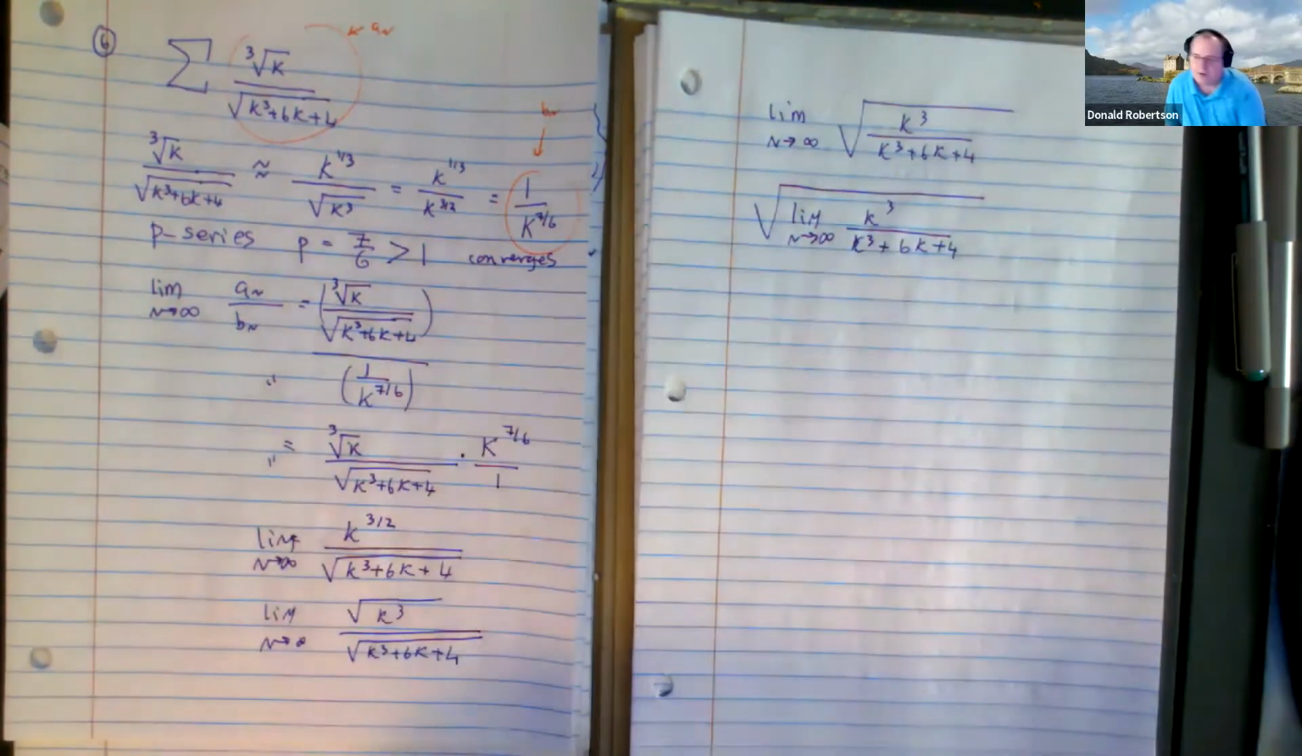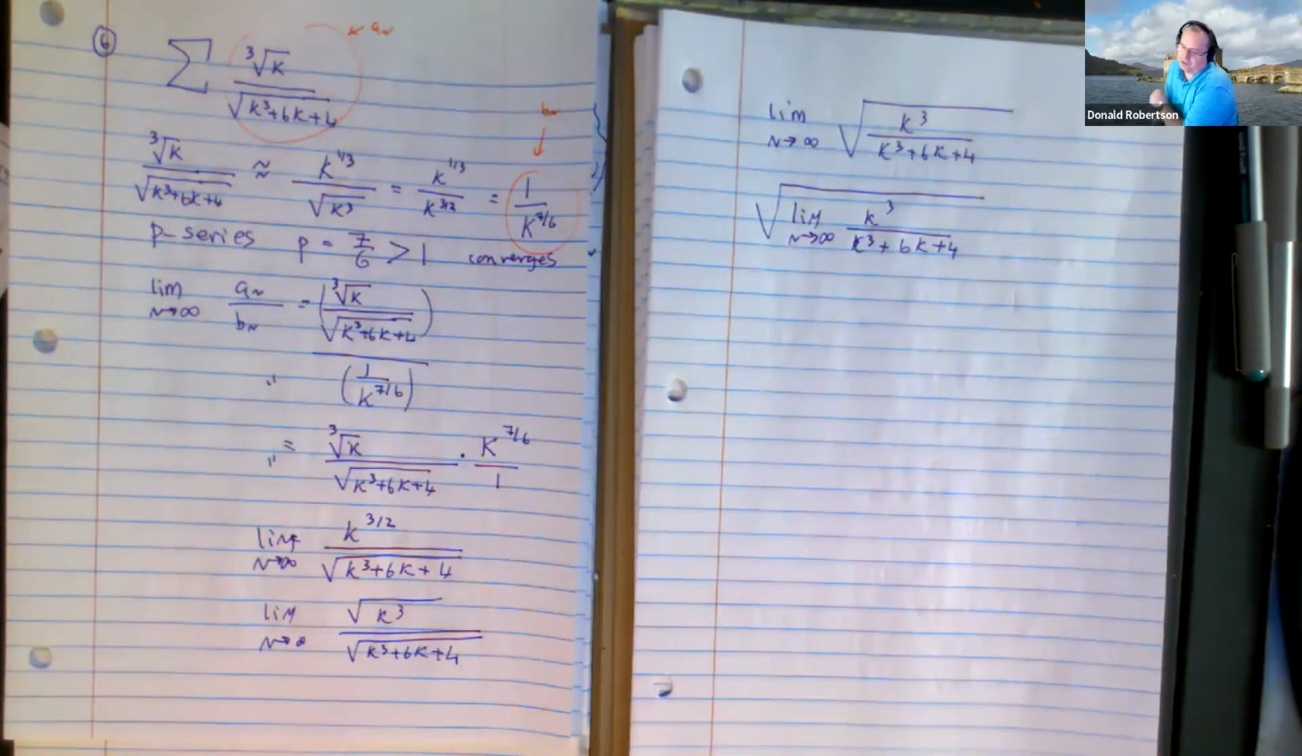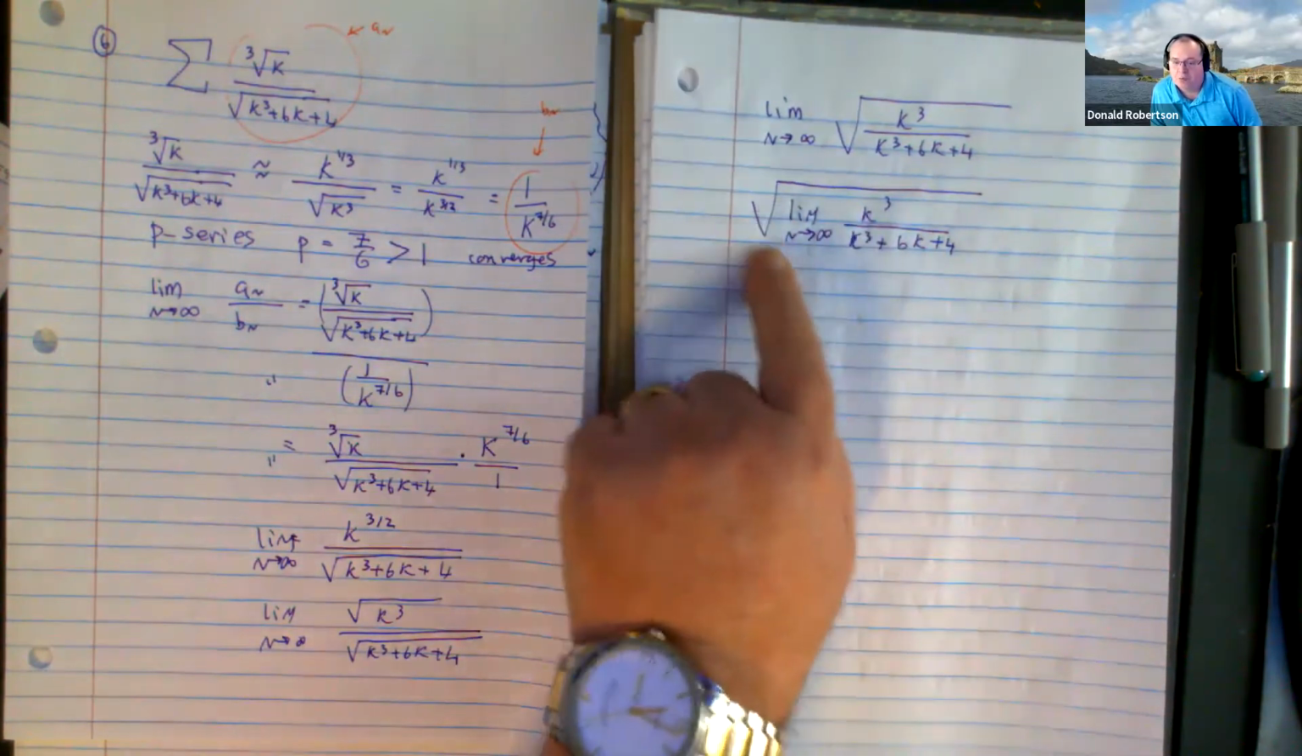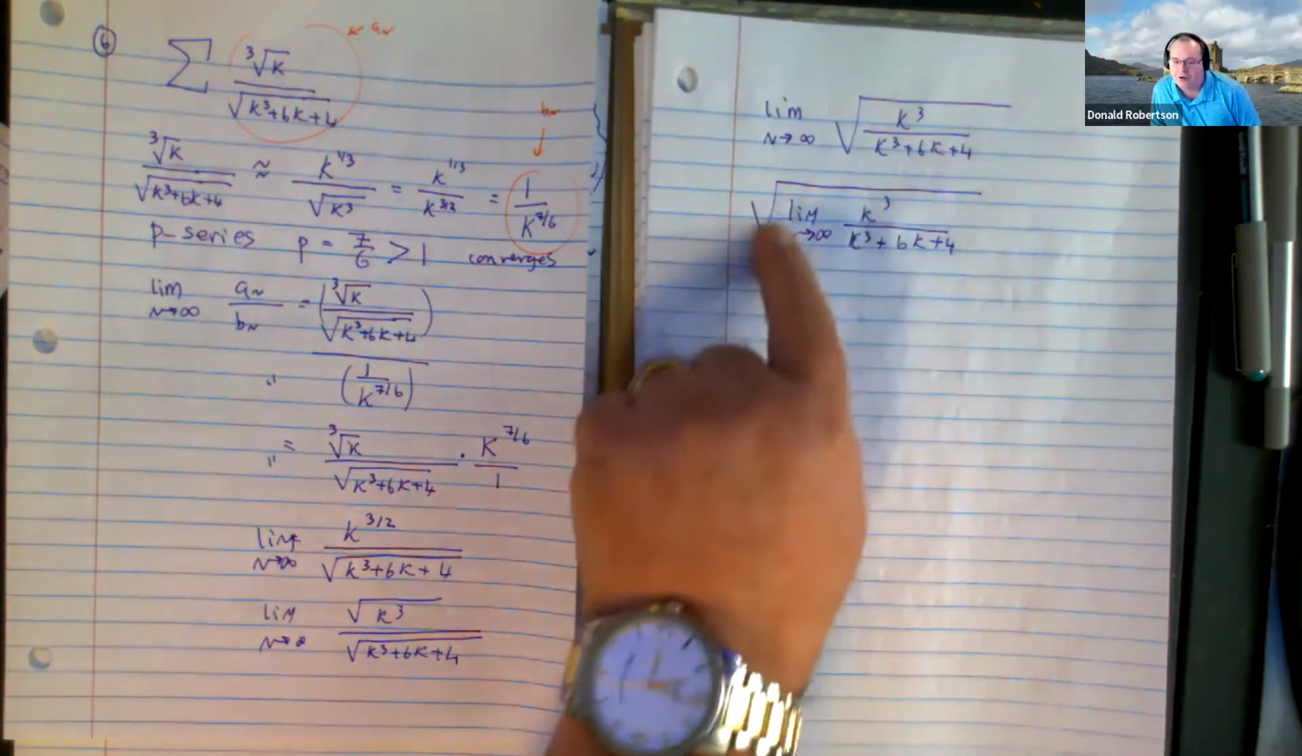And you're allowed to do that, right? The limit of a square root is the same thing as the square root of a limit, right? They can switch places, which makes life easy. Can anybody tell me what this ugly fraction is going to have as its limit?